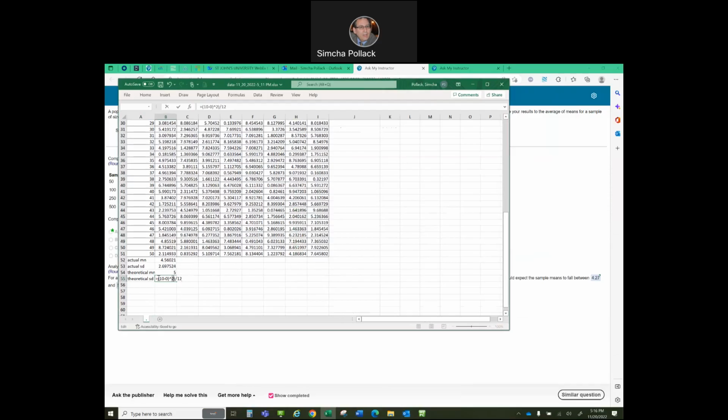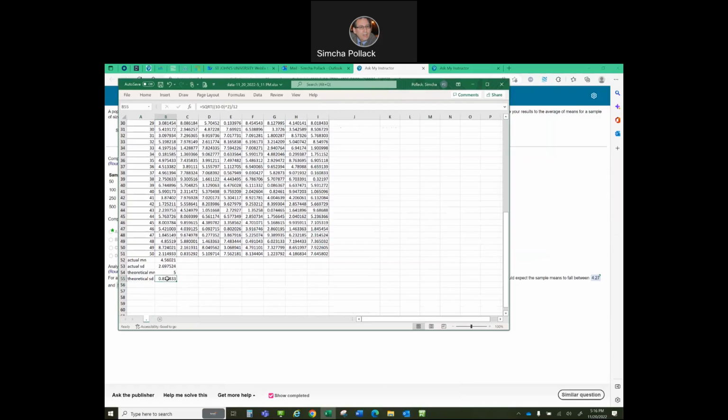All right, what am I doing wrong here? We want the square root of 10 minus 0 squared divided by 12. We don't want the square root there. Let's see if that works out. No.